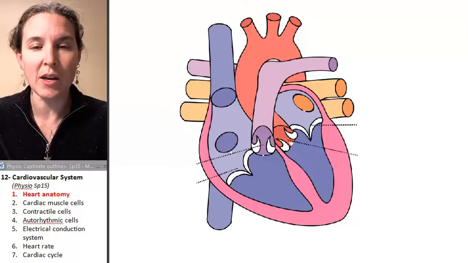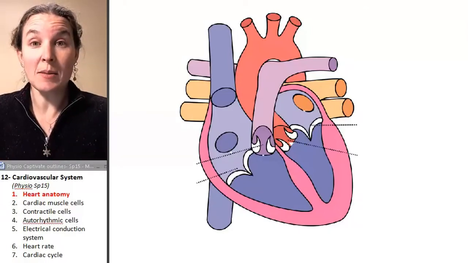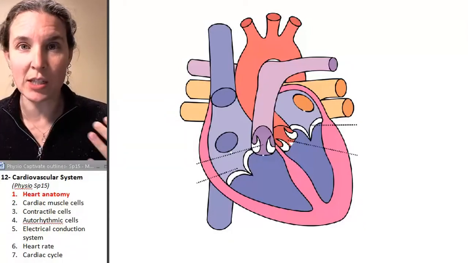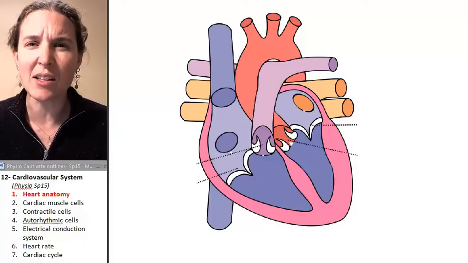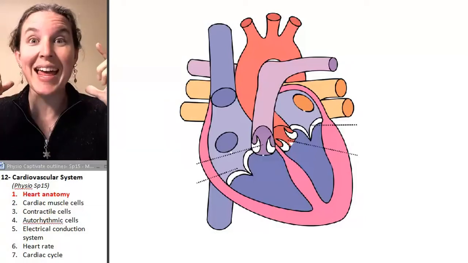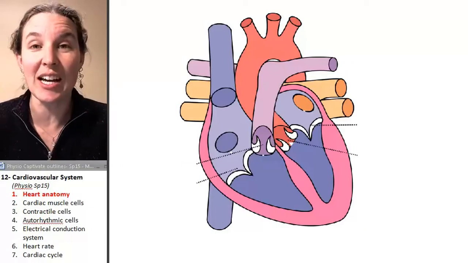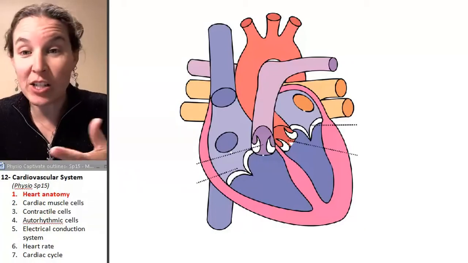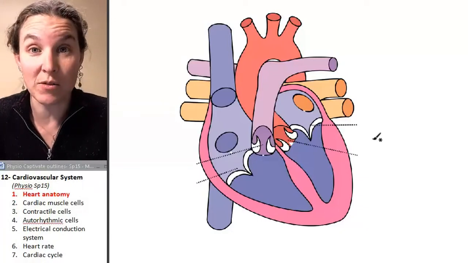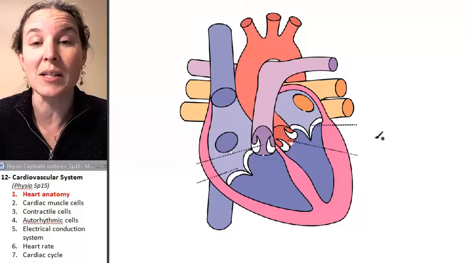cellular perspective. The heart is made of cardiac muscle tissue, and having already looked in detail at skeletal muscle tissue, we have a lens through which we can look at cardiac muscle and compare and contrast and see some similarities and differences with how cardiac muscle functions differently than skeletal muscle.